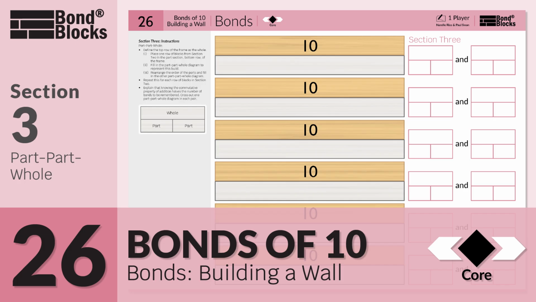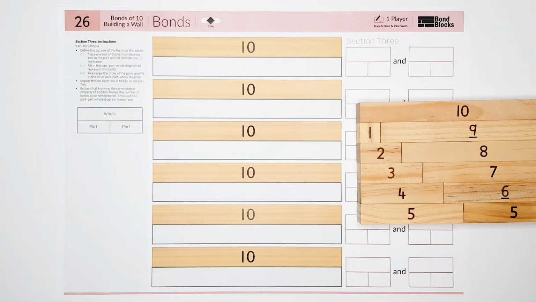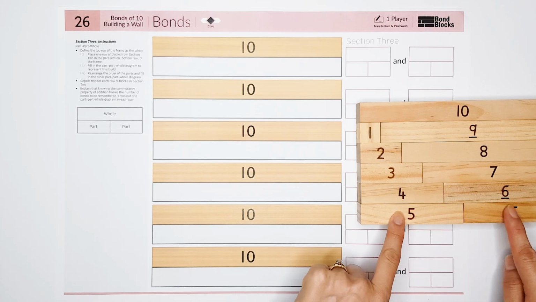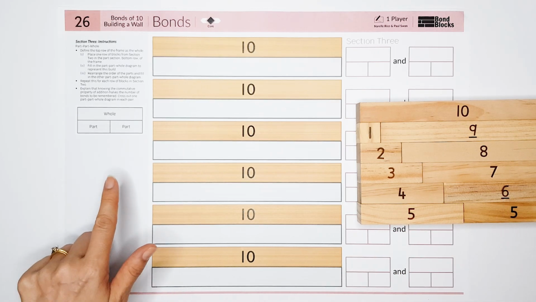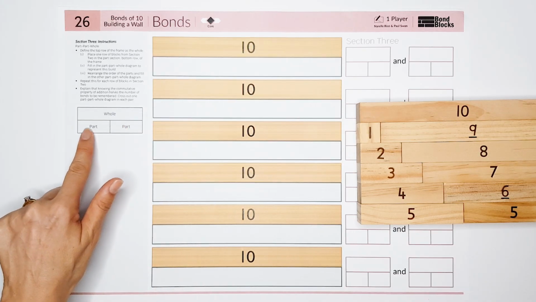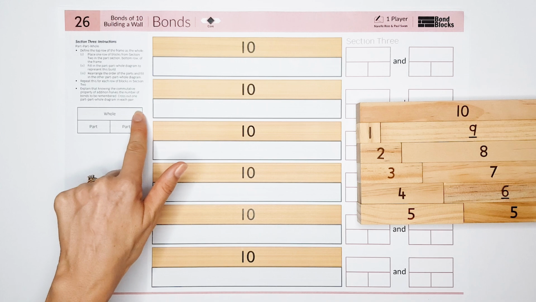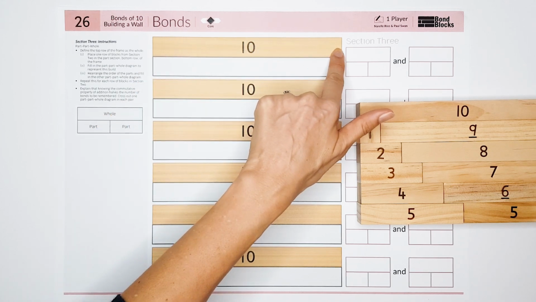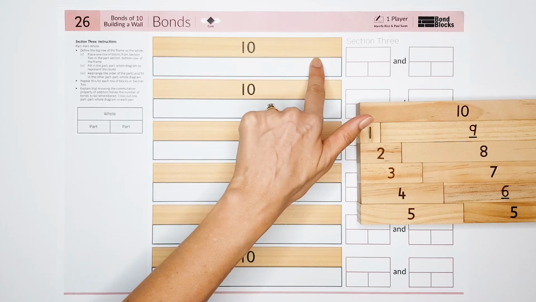Welcome back to Activity 26, Section 3, Part Whole. We are going to take the wall that we made using the commutative property of addition in the last section and take each row and place it in these diagrams. These diagrams are called part-whole diagrams. The whole is placed on the top row and the parts that bond together are placed on the second row.